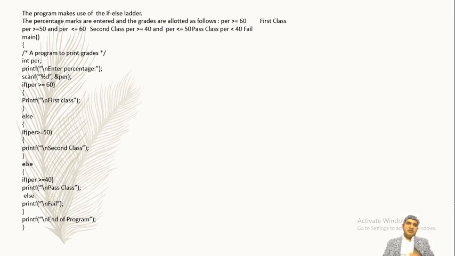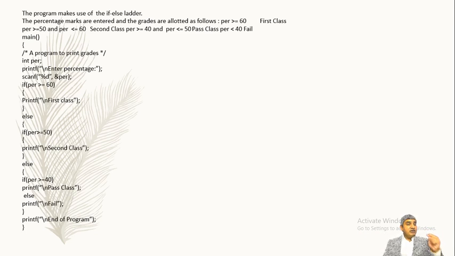Now scanf, percentage %d, because the percentage we enter is an integer, and &percentage. This is an input function. Now we enter the percentage. Now the first condition: if percentage is greater than or equal to 60, if this condition is true, print first class. So the result, first class, is displayed on the screen.